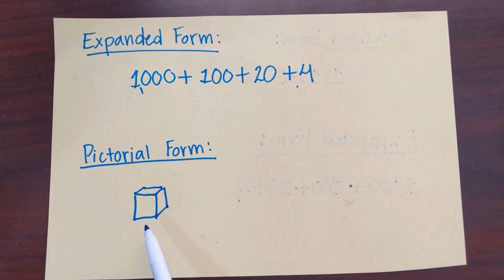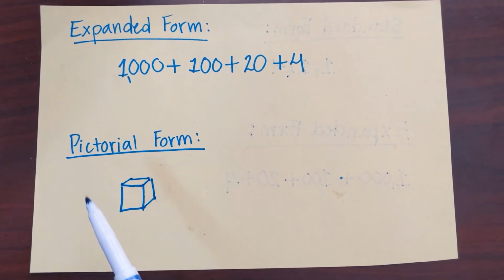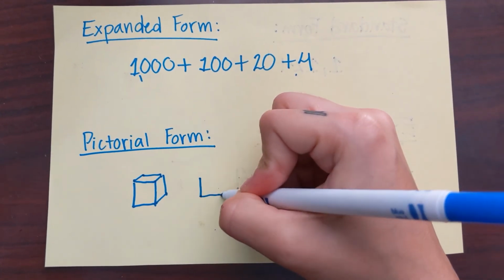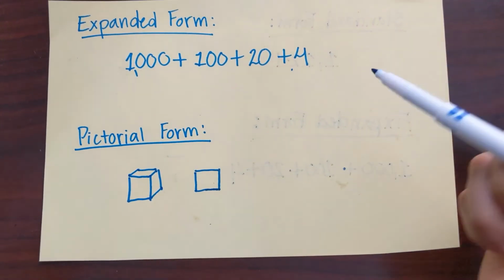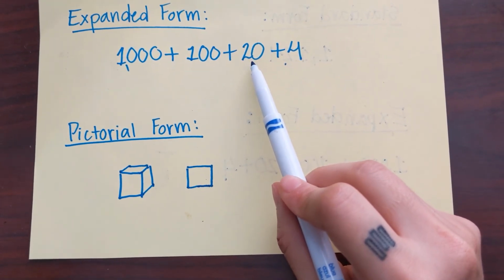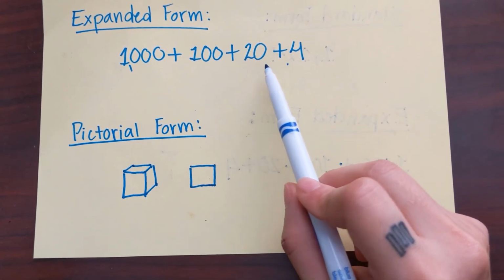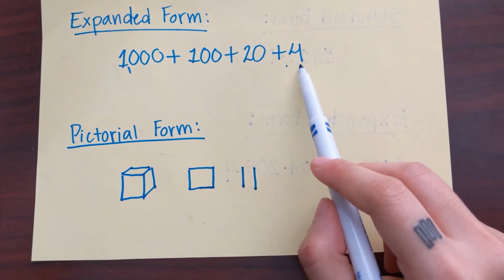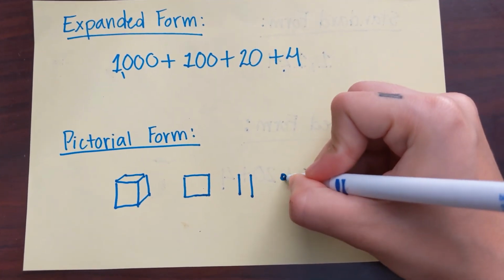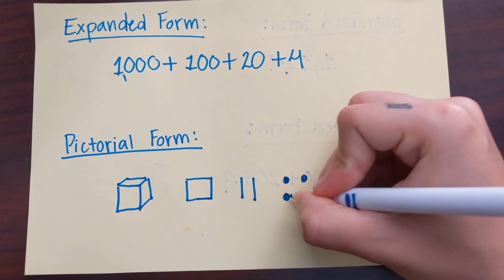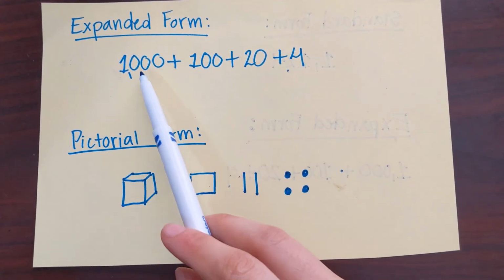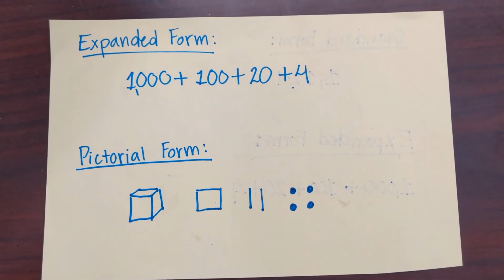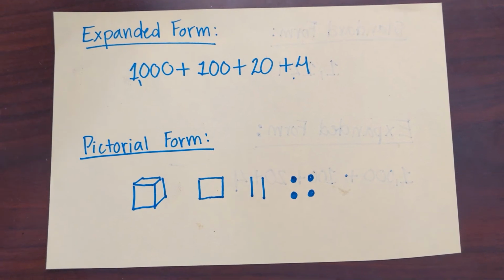This might be a little difficult for the students, and that's okay. Just ask them to do their best. That's all that matters. Then I have my 100, which is a big square, 20. So here I would have two tens. So that would be 10, 20 with lines. And then I have 4 units. And we do that with dots. And that will represent 1,124.